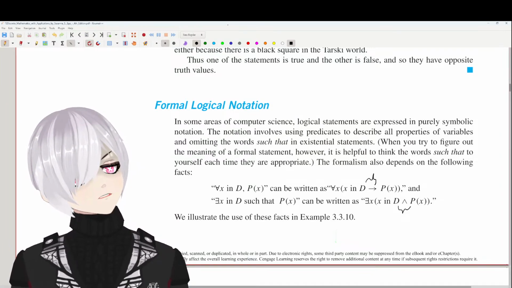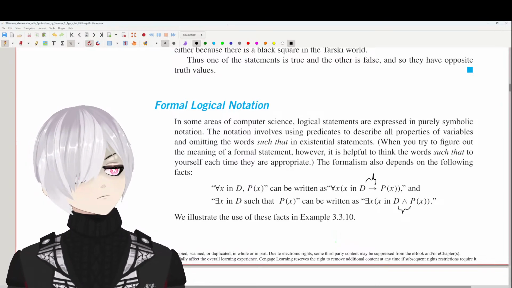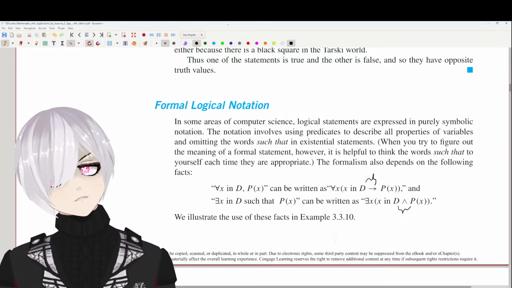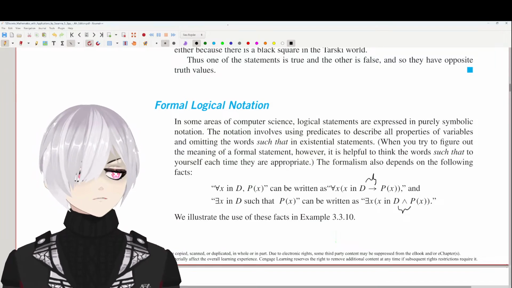Yeah. And I guess maybe some computer languages don't have the words "such that". Maybe the language wouldn't work well if you had to insert the words "such that". It's much more compact to just have there exists an x, and then have parentheses x in D and P of x.